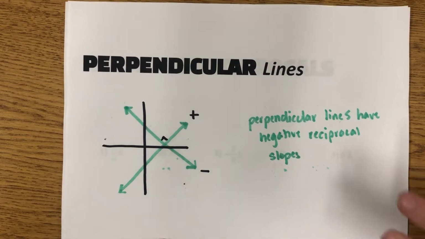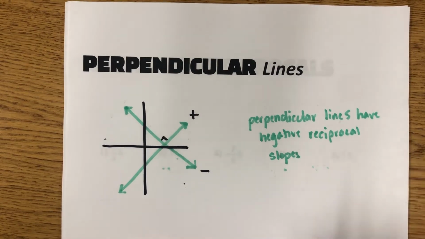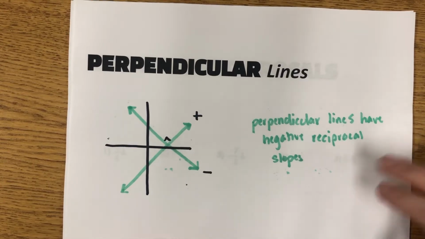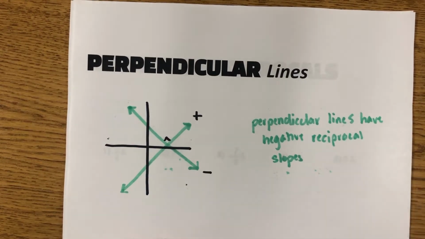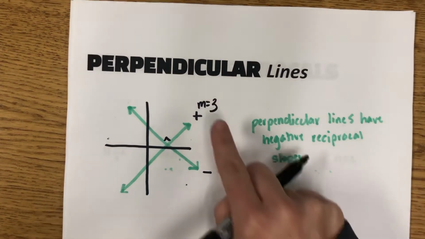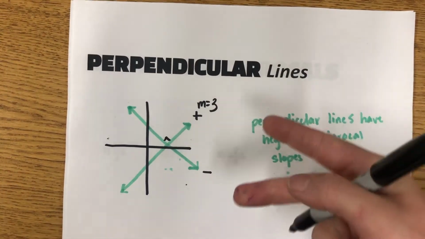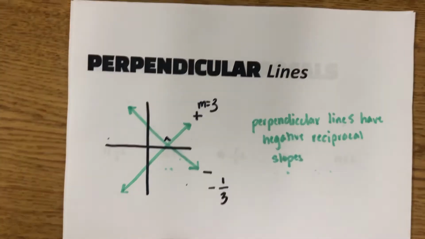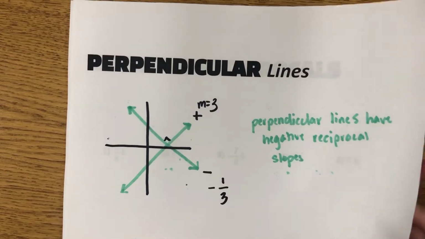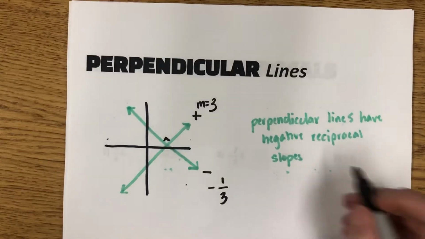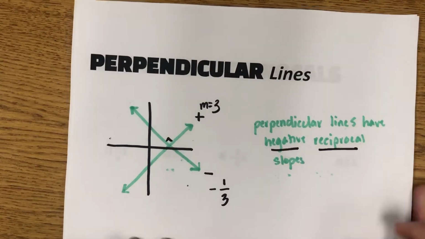Remember, a reciprocal is just when you take a fraction and you flip it. Well, a negative reciprocal is kind of exactly what you would think it is, where you take a fraction, you flip it, and then you make it the opposite sign. So for instance, if m equals 3, the negative reciprocal of 3 would be this number flipped, so it would be negative 1/3. We're going to look more at negative reciprocals. Just know the relationship that parallel lines have the same slope and perpendicular lines have negative reciprocal slopes, okay?